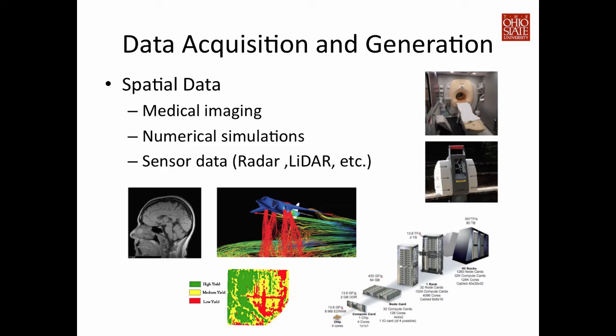So the first step in the visualization pipeline is the data acquisition or generation. The types of data that are typically handled by visualization include spatial data, for example, the data from medical imaging or numerical simulations. And also the data can be collected from sensors. Examples include radar or LiDAR data. Those are called spatial data because those data were collected from some spatial points, so inherently they are defined in space.